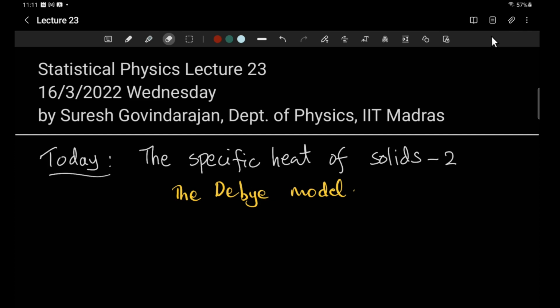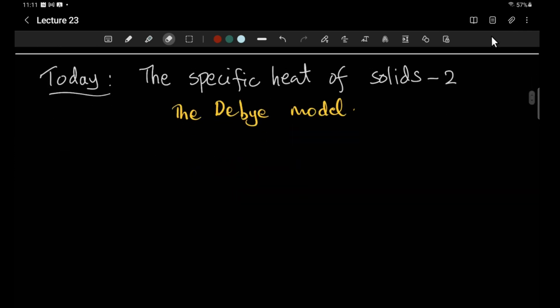Okay, so good morning, and today we continue the specific heat of solids. We will be studying the second model, which does a better job of matching what we see in experiments. Okay, so this is a recall. So the model which we discussed was due to Einstein.